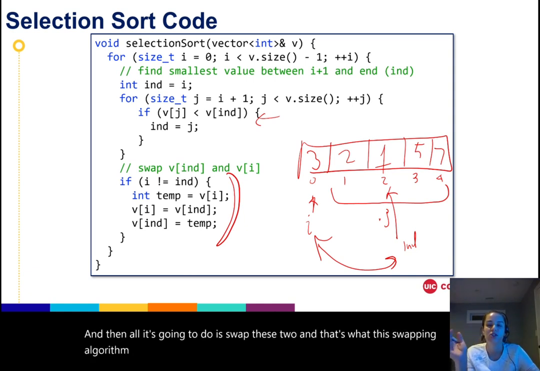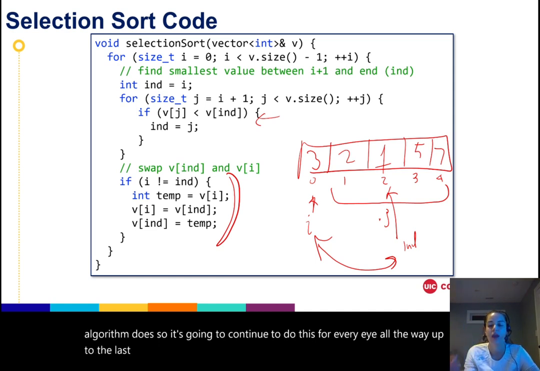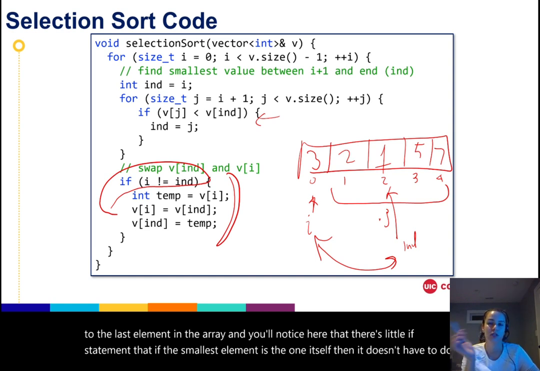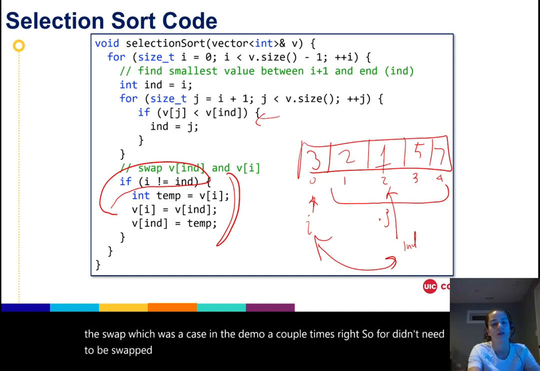It's going to continue to do this for every i all the way up to the last element in the array. And you'll notice here that there's a little if statement: if the smallest element is i itself, then it doesn't have to do the swap. Which was a case in the demo a couple times, right? So 4 didn't need to be swapped, so that would skip the swapping part in that portion of the code.